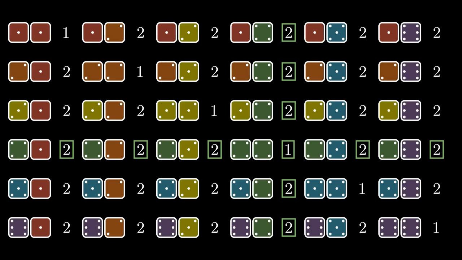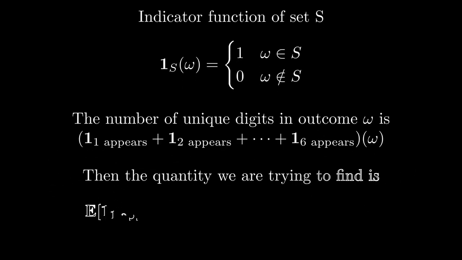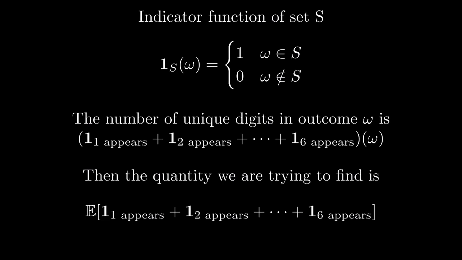We can express this mathematically using indicator functions. If S is a set, then the indicator function of the set, evaluated at an outcome, is 1 if the outcome is in the set, and 0 if the outcome is not in the set. Note that indicator functions behave like random variables, converting outcomes to numerical values. The number of unique digits in any particular outcome can be quite nicely represented as a sum of 6 indicator functions. Then we can write the quantity we are trying to find in the following form.